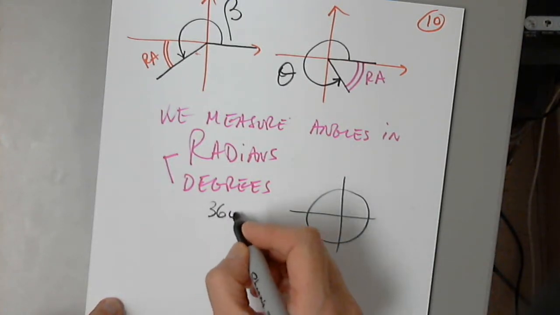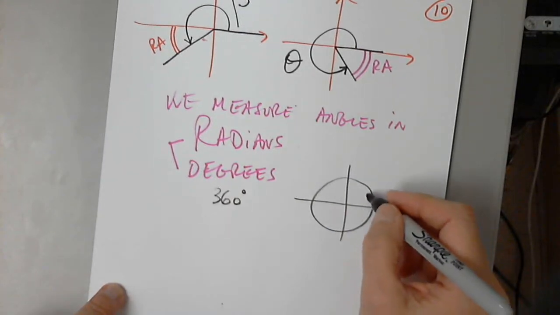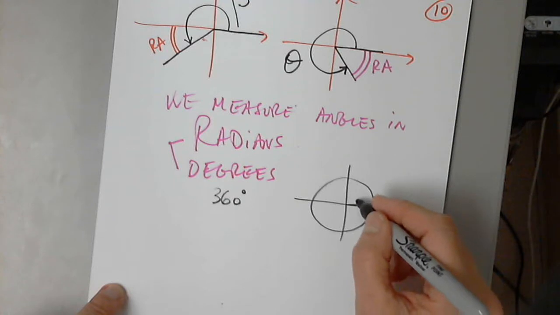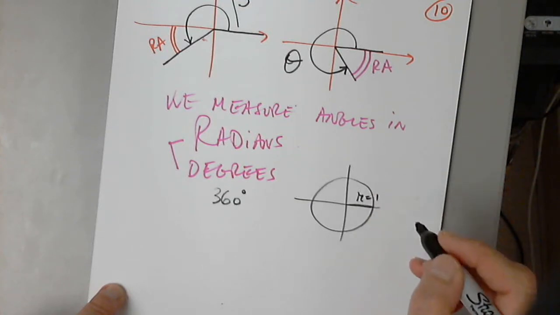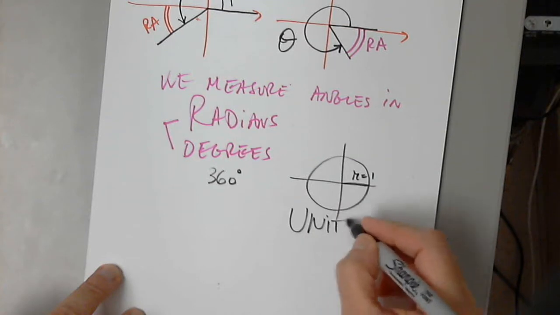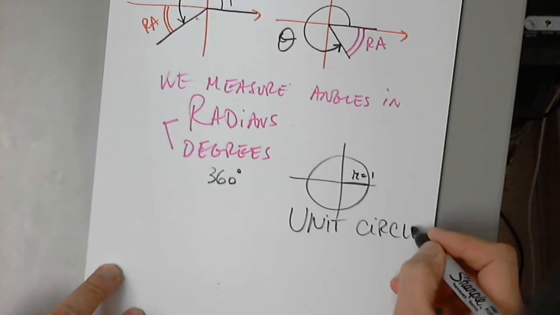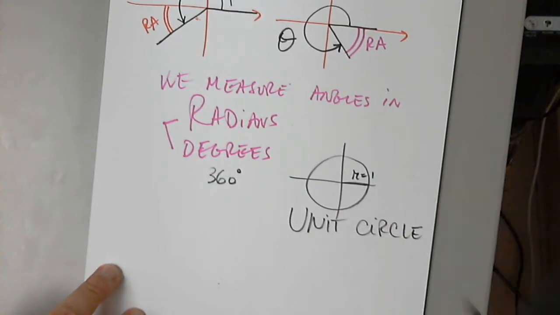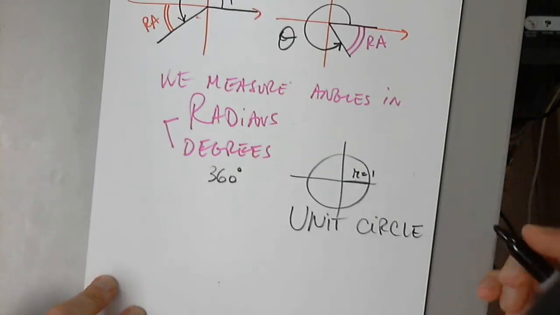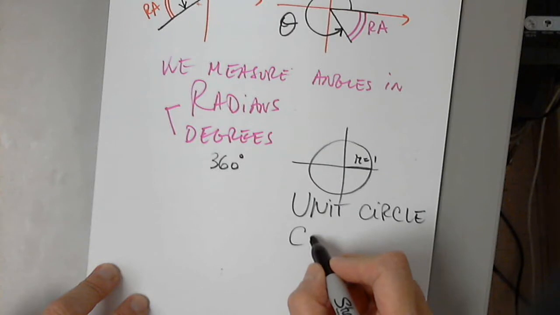Very good, 360 degrees. Now, let's assume that this is a circle with a radius 1. It has a special name, of course. It's called the unit circle. Let's say the radius is 1. Here's a question for you. What is the circumference of this circle?